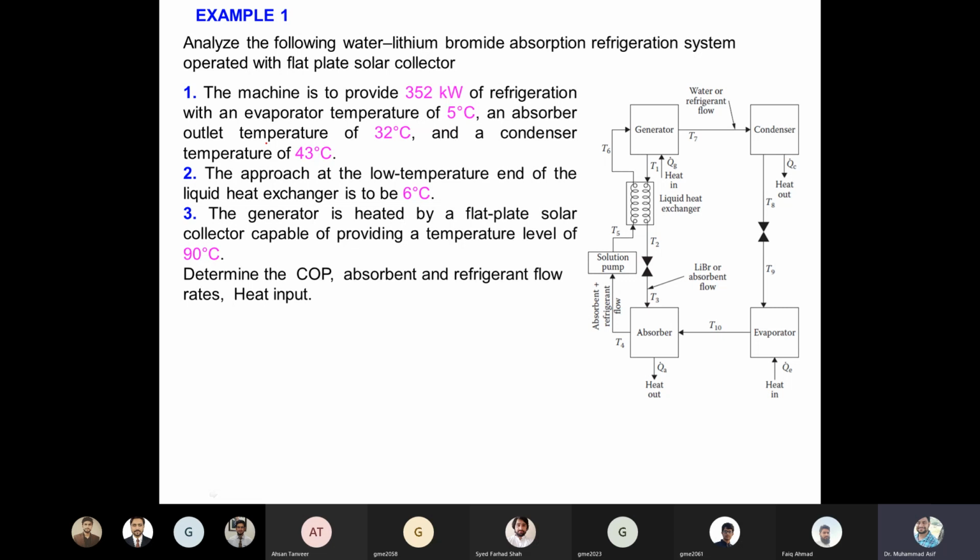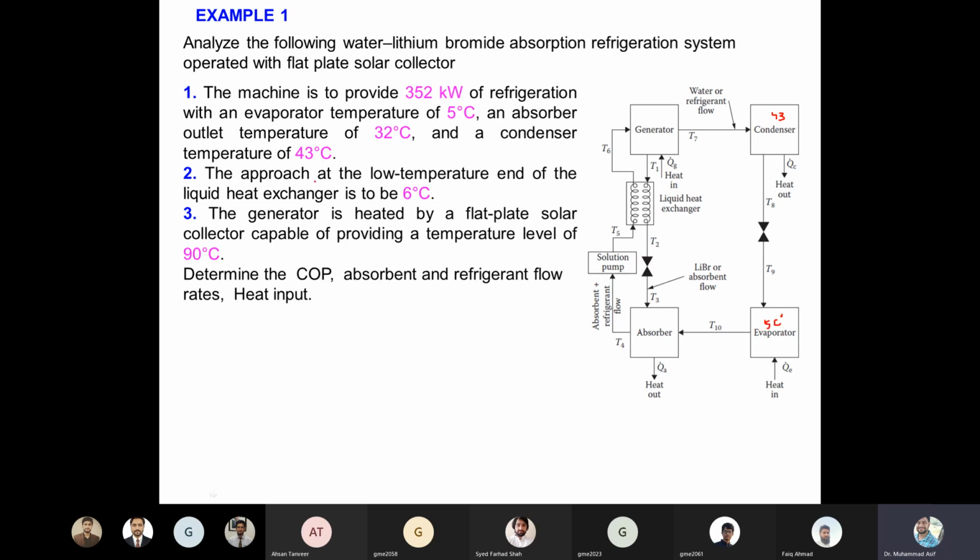And an absorber outlet temperature of 32. So what is the outlet temperature of the absorber? This is given to be 32, and a condenser temperature of 43 degrees C. So the condenser temperature is 43 degrees C, right? So this is 43 degrees C, and this is the 5 degrees C, right?